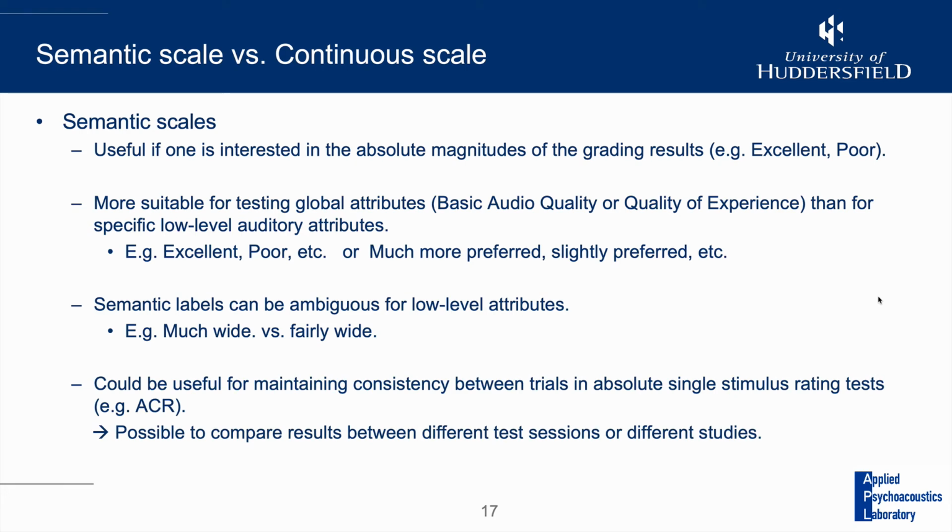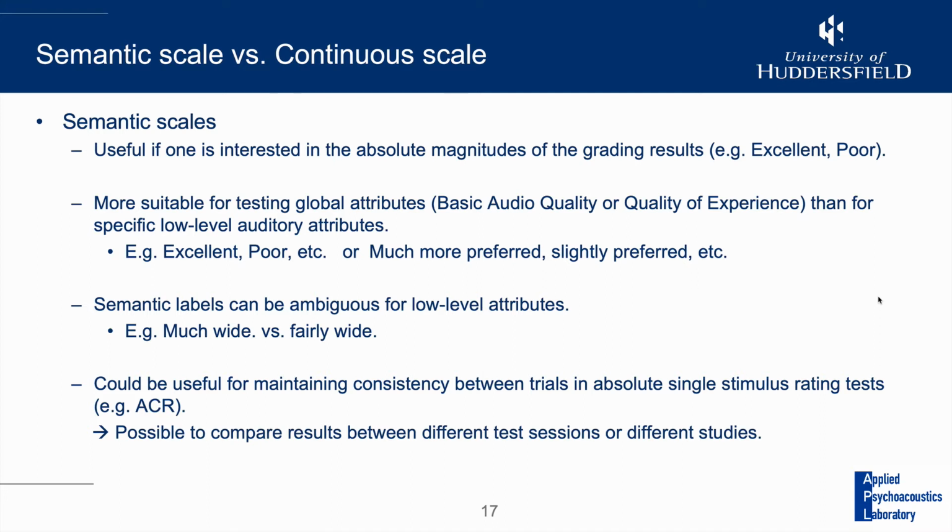Also, semantic labels and semantic scales could be useful for maintaining consistency between trials in absolute single stimulus rating test, like ACR test. It is possible to compare results between different test sessions or different studies when you use the standardized semantic labels like excellent, good, fair, poor, and bad. These kinds of labels can be used consistently across different types of tests working on, for example, quality of experience. Then the researchers can compare results from different studies because the results were obtained using the same semantic labels.